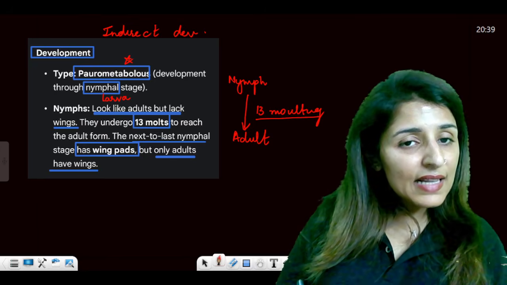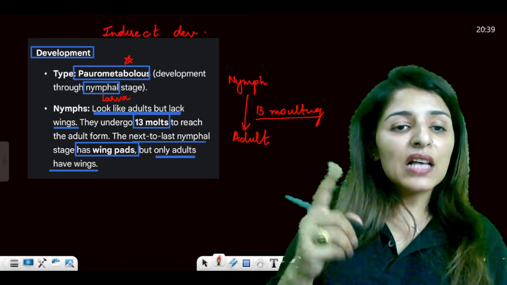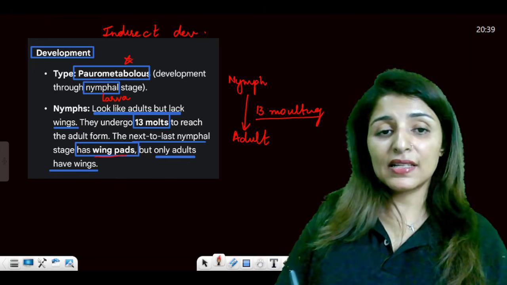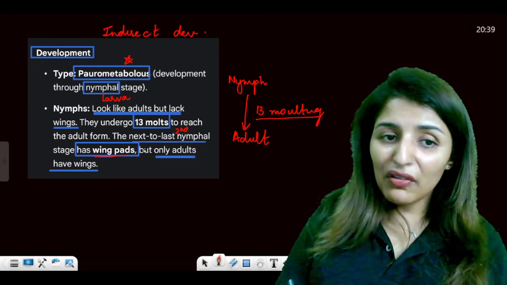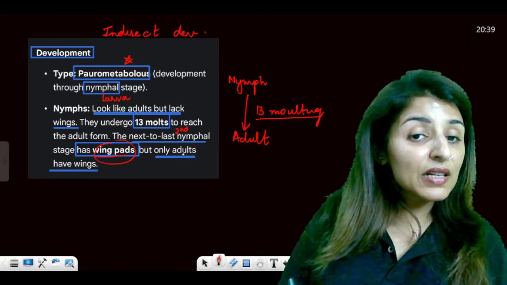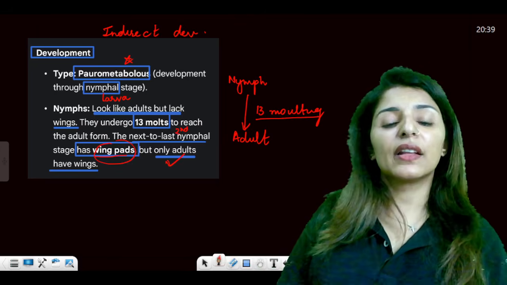Now see, there's this NCERT line. The next to last nymphal stage has wing pads. What is next to last? That is the second last larval stage, which will have wing pads but not wings. Wings will only be found in the adults.